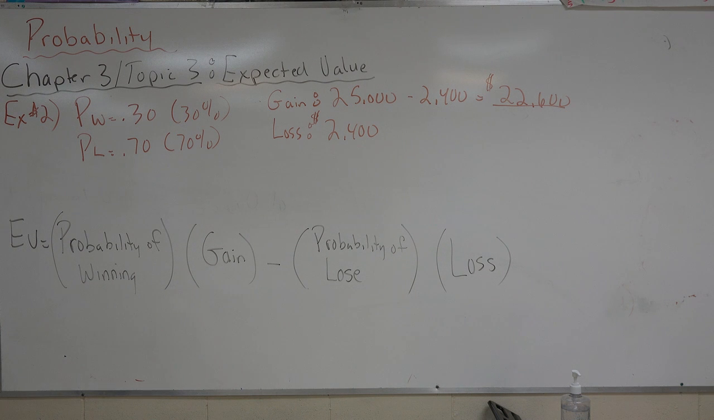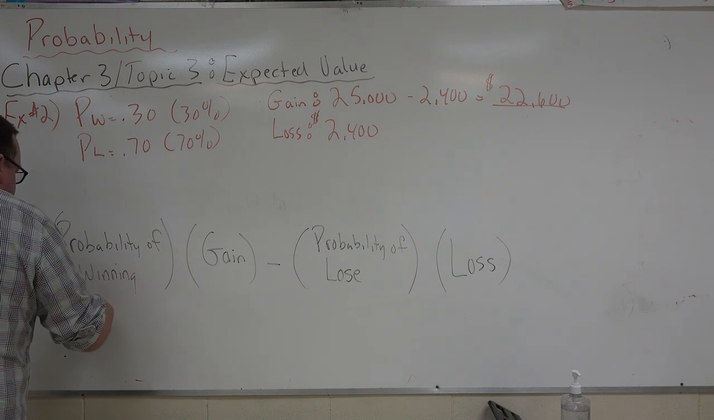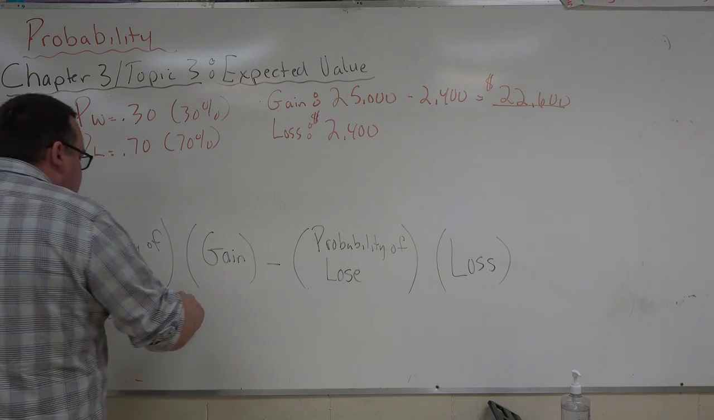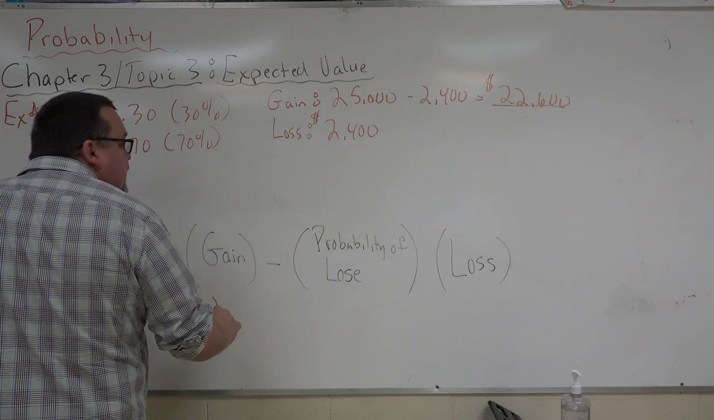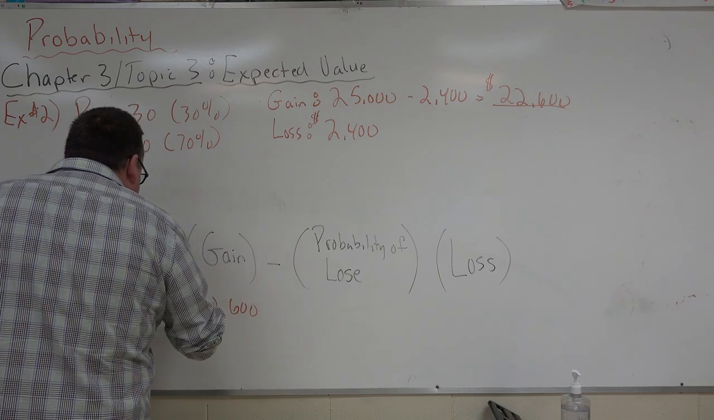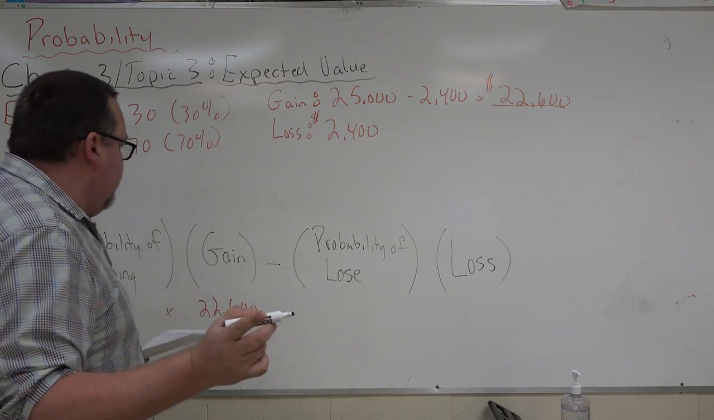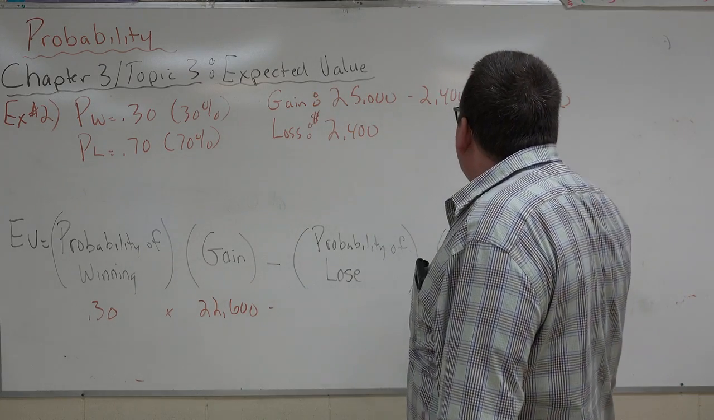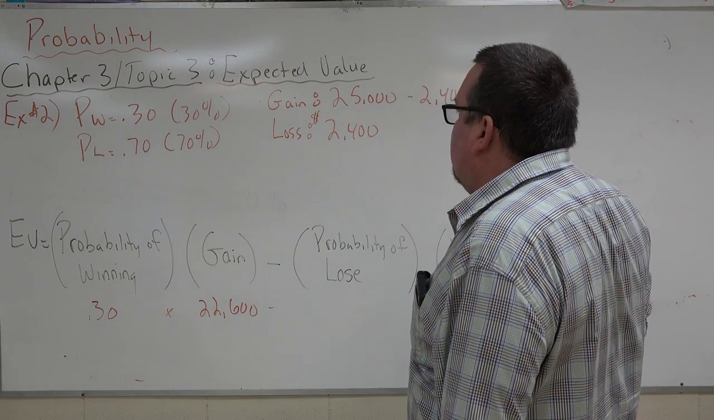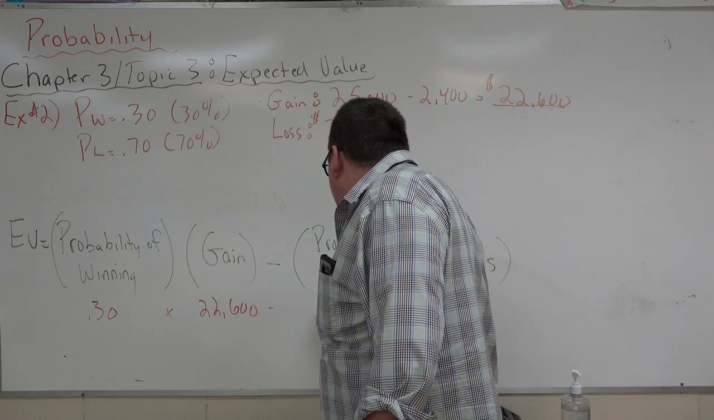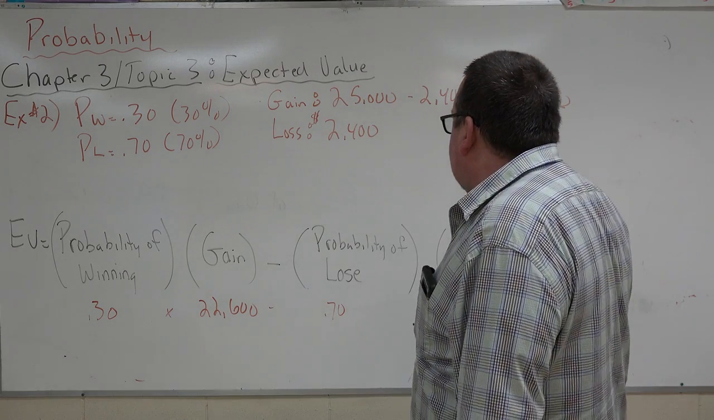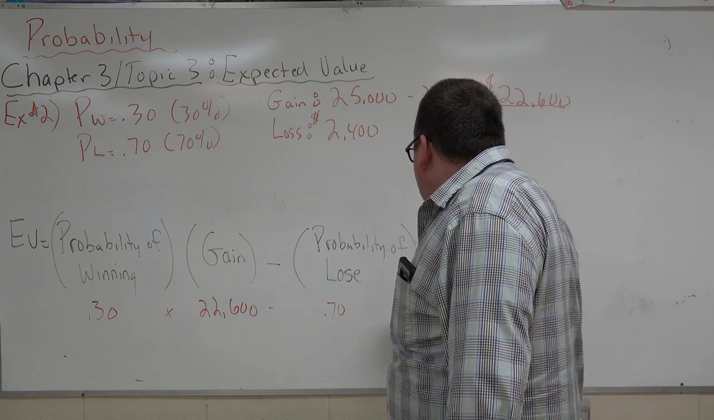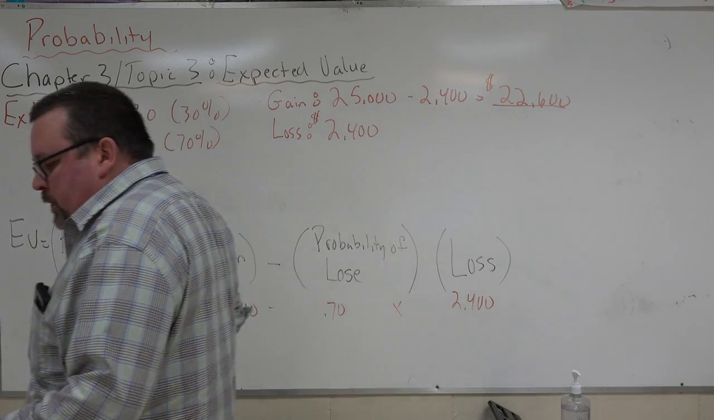The probability of winning is 0.30. We know that to be a 30% chance. If they did win, they're going to get $22,600. We're going to multiply those soon. The probability of losing is going to be 0.70. The loss that they'll take and incur will be $2,400. We're going to multiply those soon.